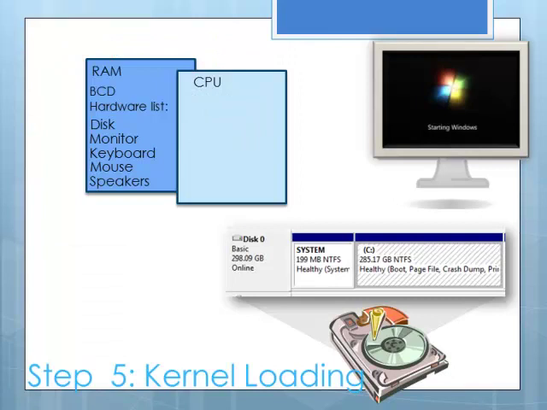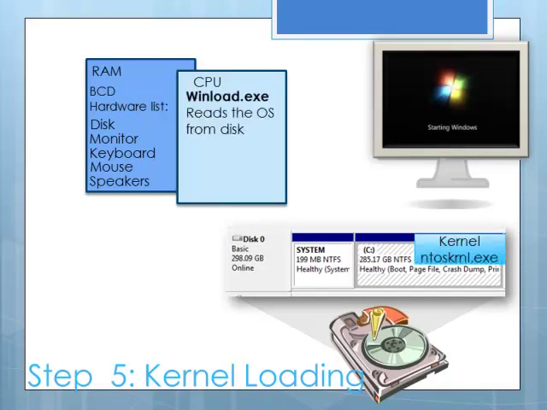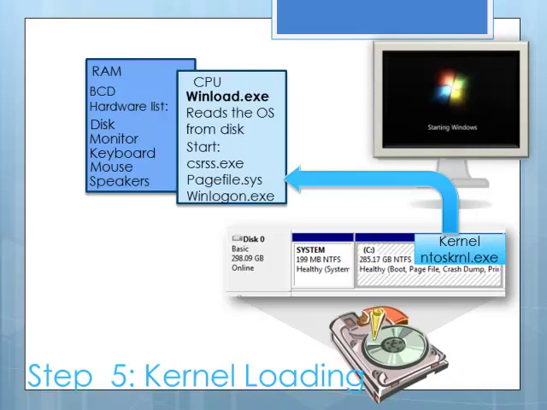This is where we actually read the kernel into the CPU. And where do we find that? We find the kernel on the C partition of the hard drive. It's in a file named ntoskrnl.exe. So that gets loaded into the CPU. Some other services get started up.